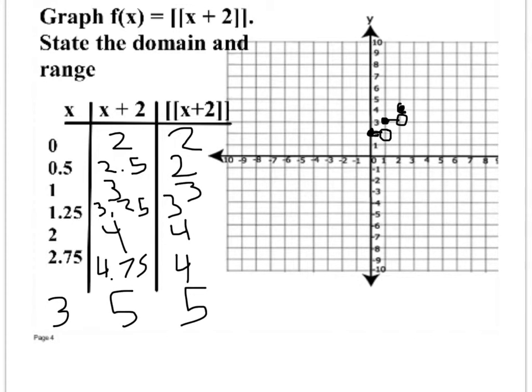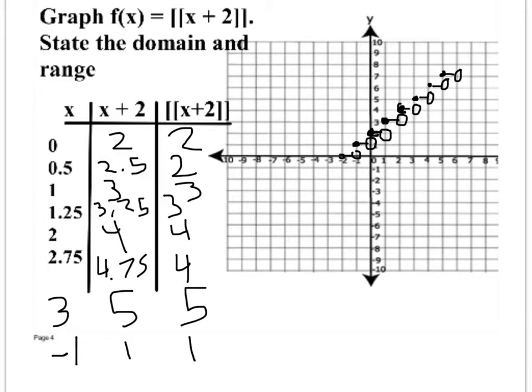5. Okay, so if you see a pattern here, this is a step function, like this, right? That was like a linear function. Okay, if I put negative, let's go with negative 1. What's negative 1 plus 2? 1. What's the greatest integer of 1? So at negative 1, it's going to be a closed circle at 1, right? So open circle around 0.